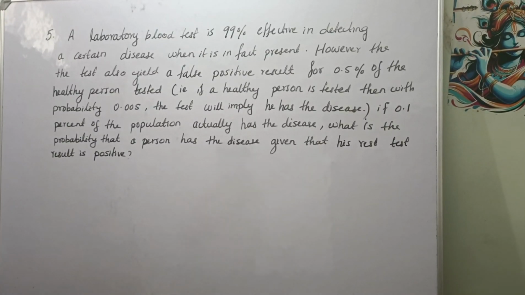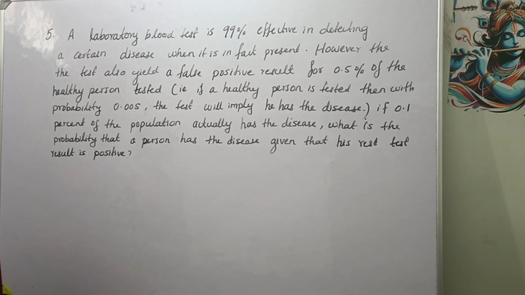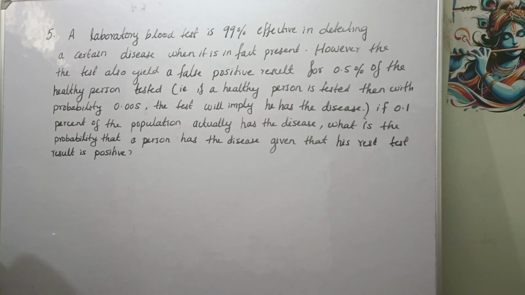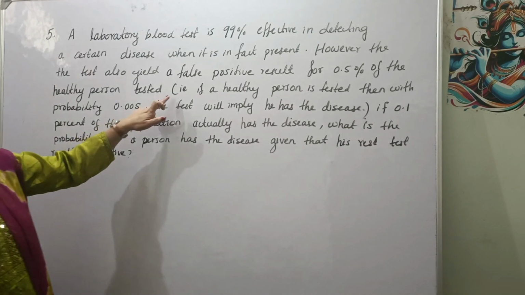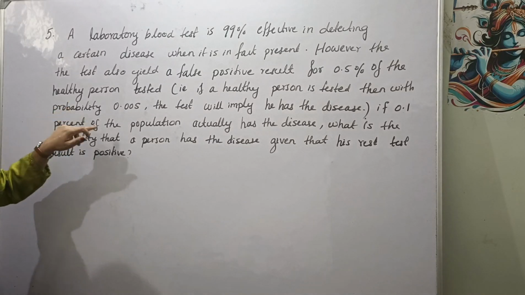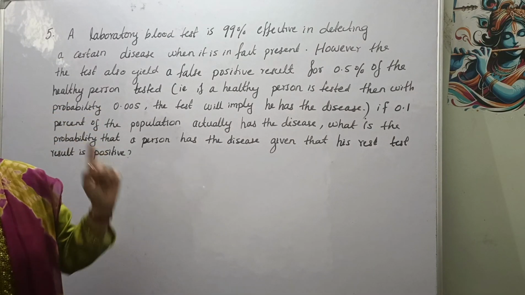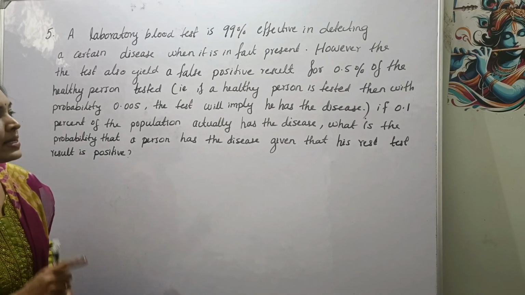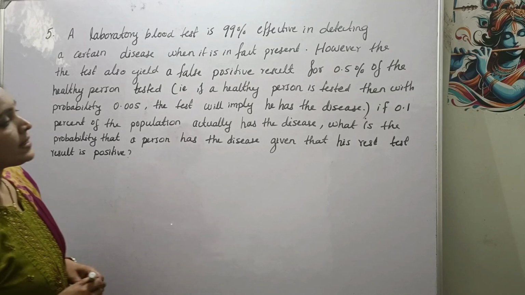Look at the next question. A laboratory blood test is 99% effective in detecting a certain disease when it is in fact present. However, the test also yields a false positive result for 0.5% of the healthy persons tested. That means if a healthy person is tested, then with probability 0.005 the test will imply he has the disease. If 0.1% of the population actually has the disease, what is the probability that a person has the disease given that his test result is positive?